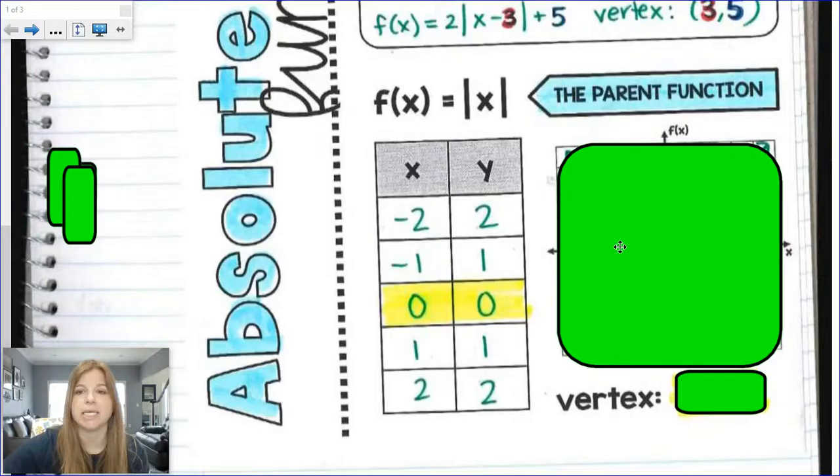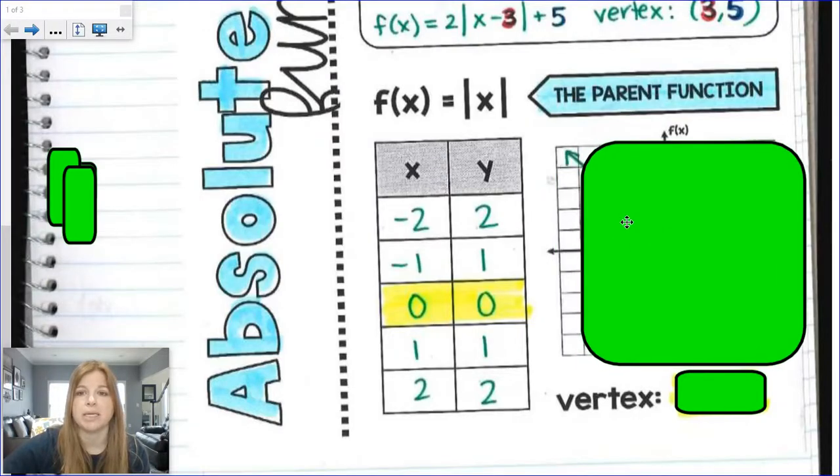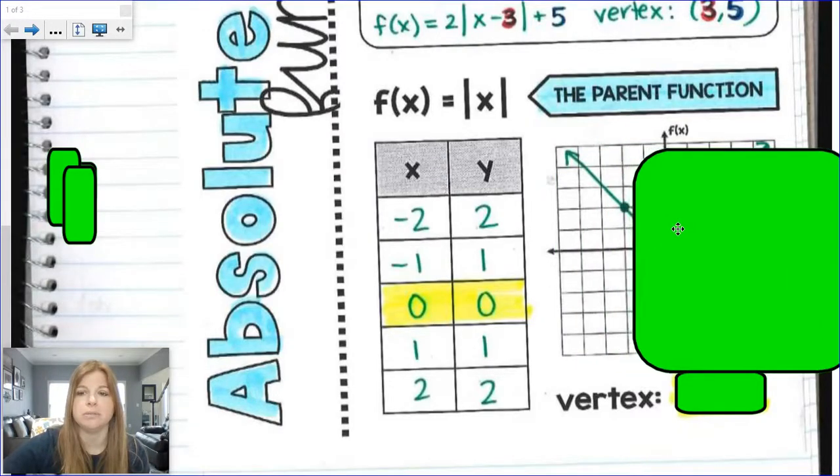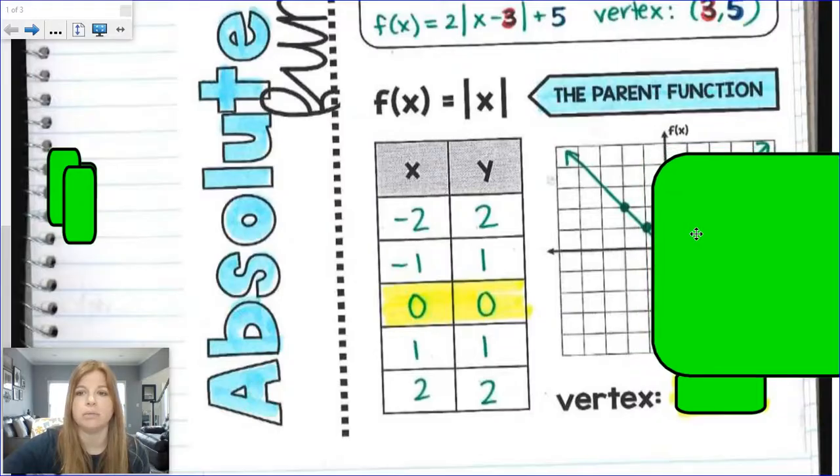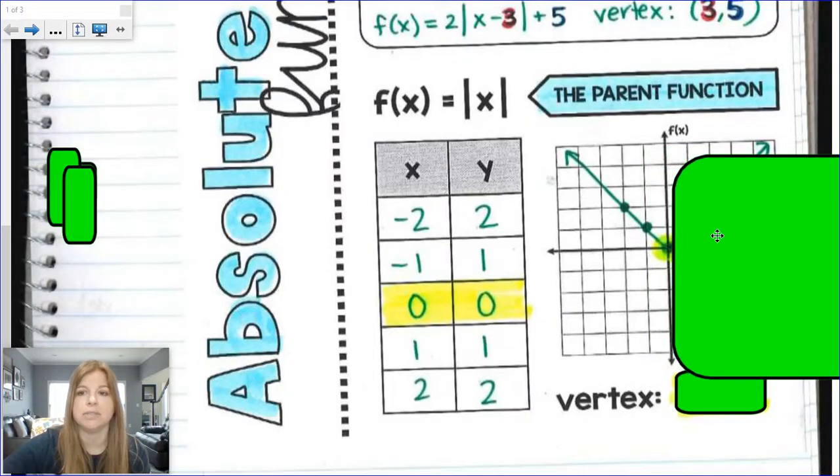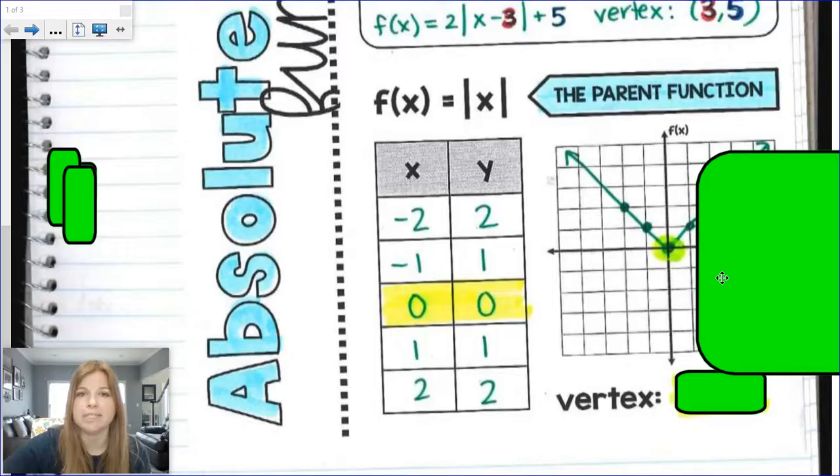So let's say I went ahead and I started plotting these points. (-2, 2), (-1, 1), (0, 0). I'm going to highlight that for my vertex. And now look what happens. (1, 1). We haven't seen this before.